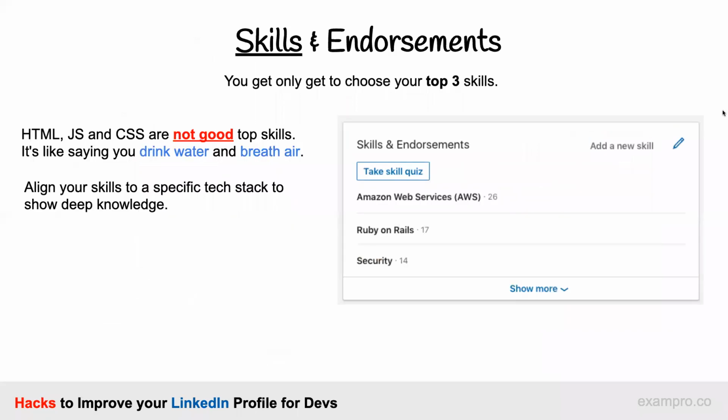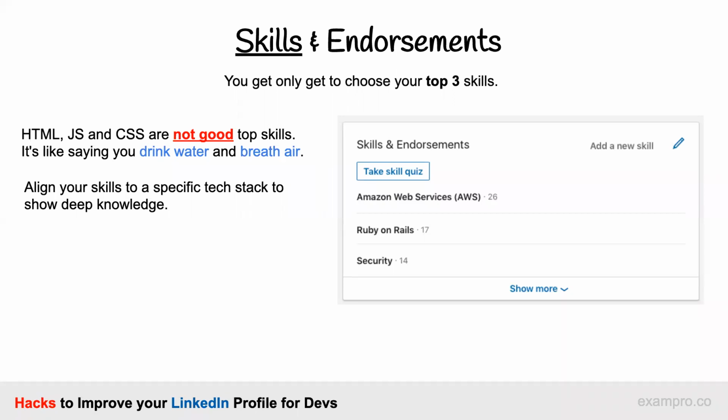Okay. Skills and endorsements. Skills is probably the most important thing on LinkedIn because it really helps you define what your profile will be like. And it's usually based on your title, your stack, and everything. So in LinkedIn, you only have 3 top skills. You have a lot of skills you can choose from, but there's only 3 that you get to really highlight.